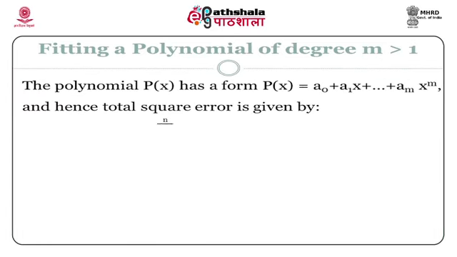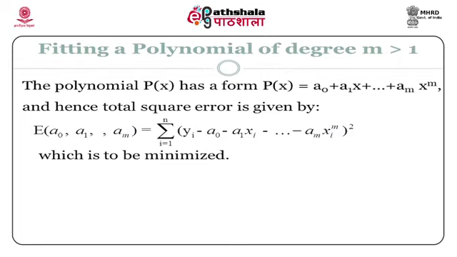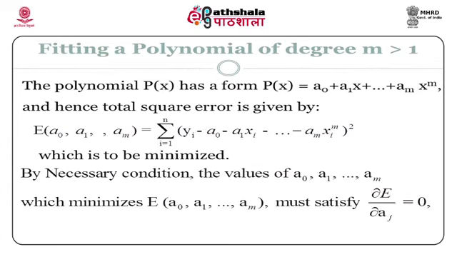The polynomial p(x) has the form p(x) = a0 + a1x + ... + am x^m, and hence the total square error is given by E(a0, a1, a2, ..., am), the sum over i = 1 to n of (yi - a0 - a1xi - ... - am xi^m) whole squared, which is to be minimized. By a necessary condition, the values of a0, a1, a2, ..., am which minimize this must satisfy the partial derivative of E with respect to aj equal to 0 for all j = 0 to m.